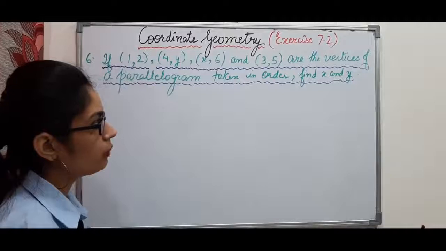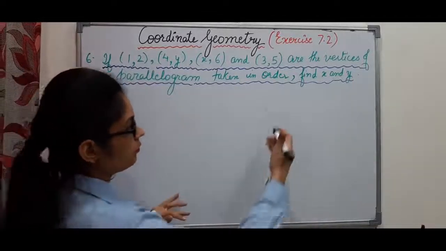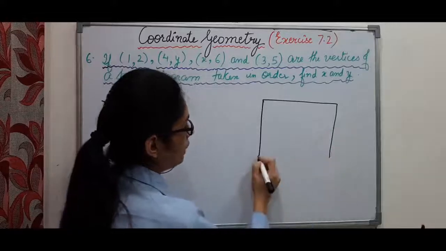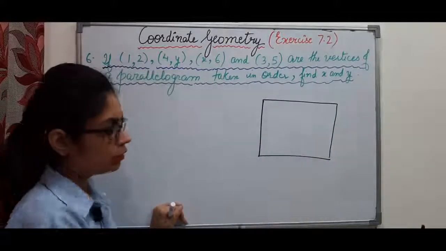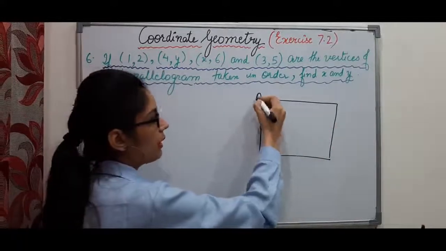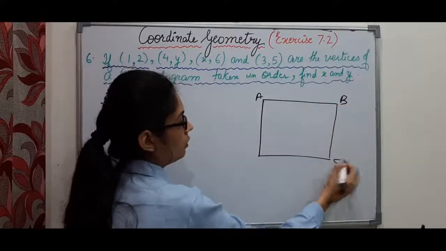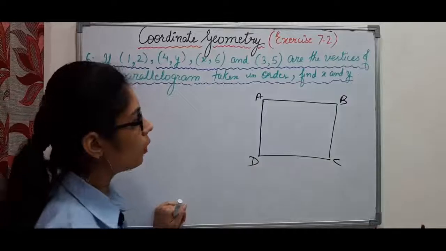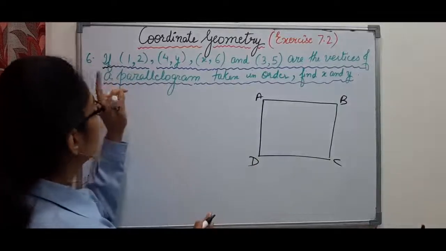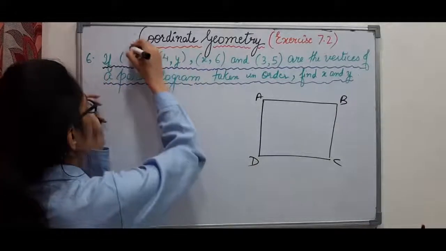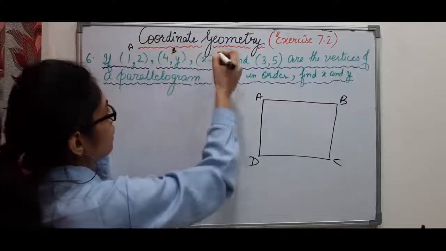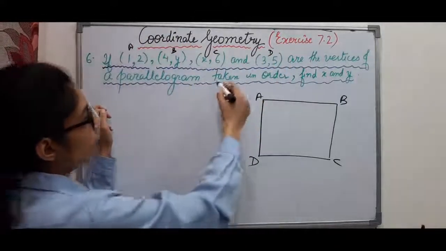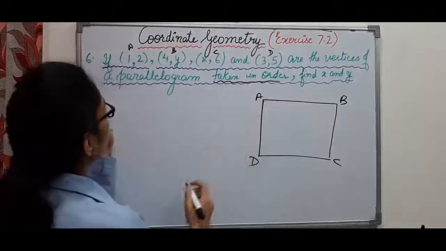So let's draw the parallelogram first. A parallelogram is a quadrilateral in which opposite sides are parallel. Opposite sides are equal also, and we learn other properties. So let's write the points A, B, C. This is A, this is B, this is C and this is D, and they have mentioned these points are taken in order. So we will write in order.